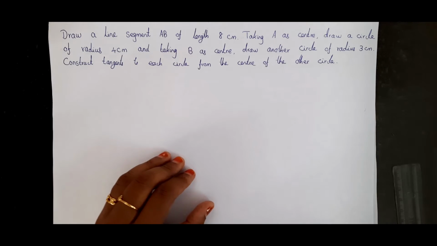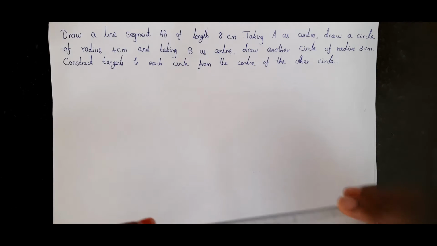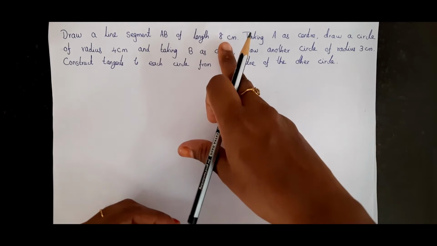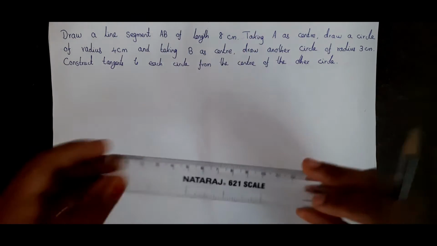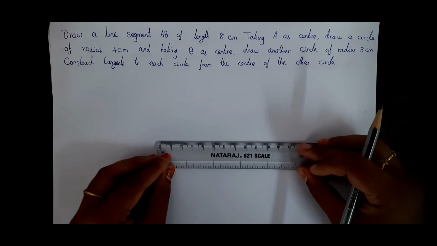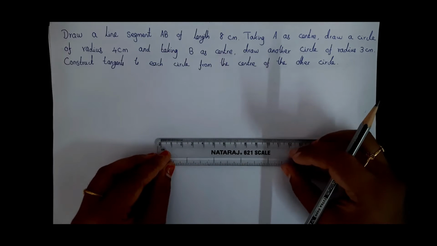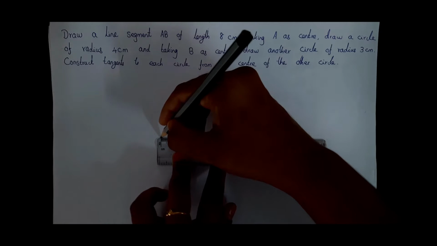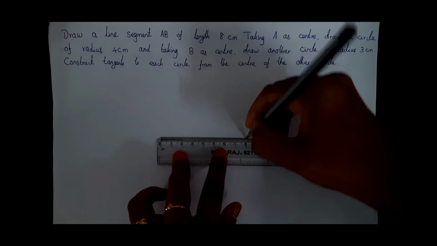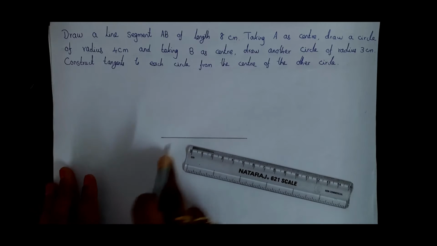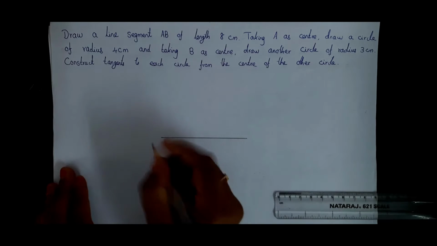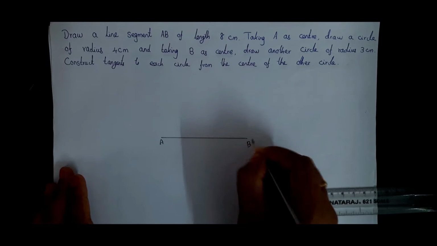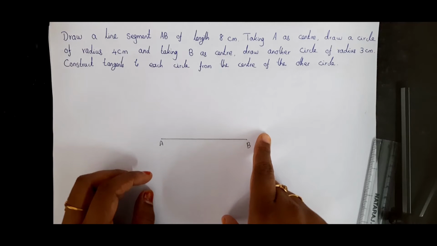So what is a line segment? A line segment means it has two endpoints, right? So A and B are the two endpoints. The total length of the line segment is 8 cm. So using a scale, first we need to draw the line segment of length 8 cm. So 8 cm I have done. Why is it a line segment? It has two endpoints. So here I am taking A and here I am taking B. So now we have done the line segment of 8 cm, right?